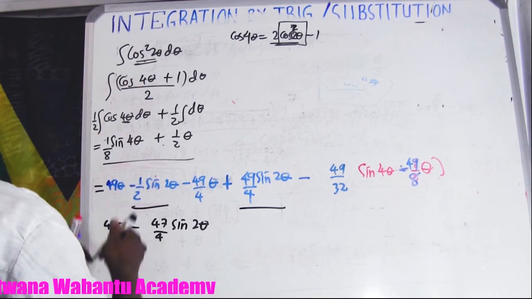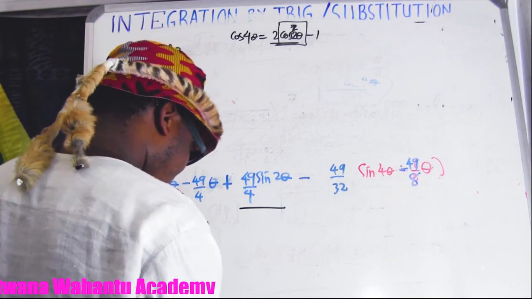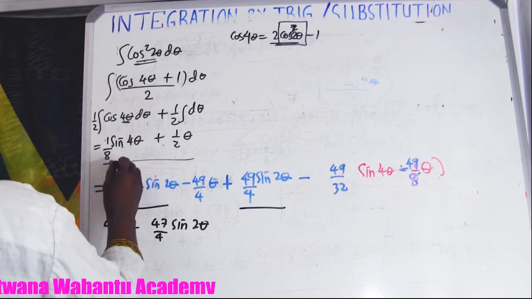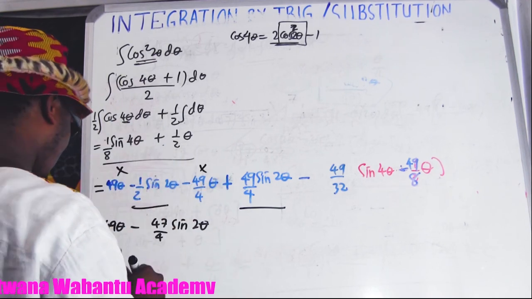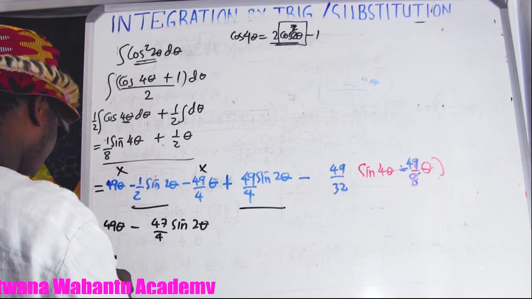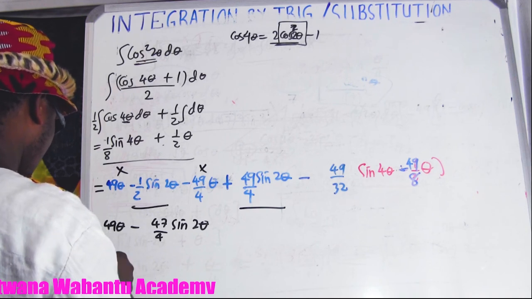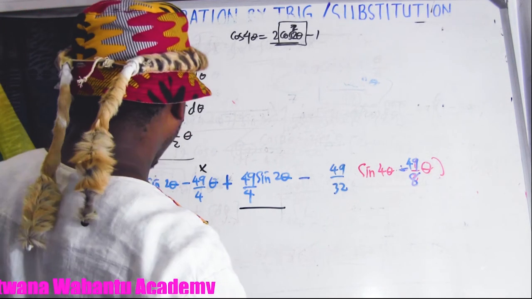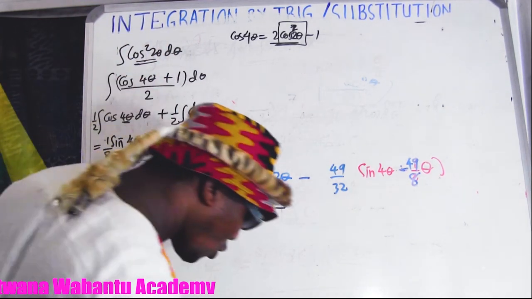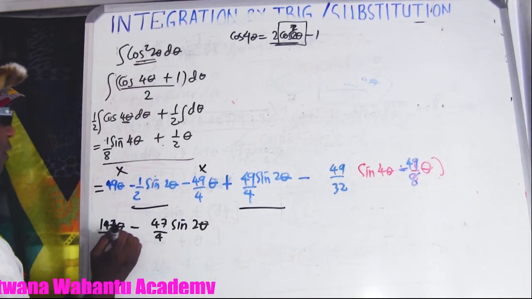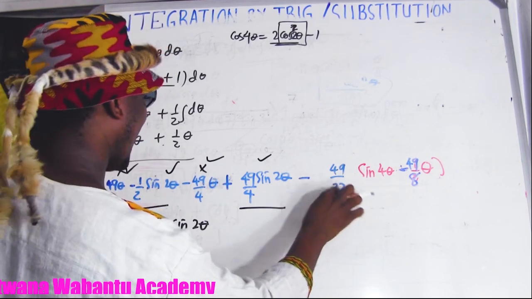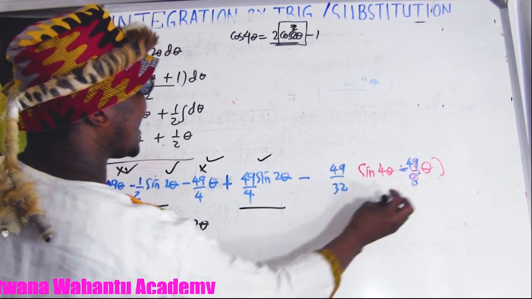This and this also should be put together. 49 theta minus 49 over 4. 49 minus 49 over 4 is 147 over 4. So this one, 147 theta over 4. So these and these go. I believe this is minus. I can't remember that. Okay. Oh my god.